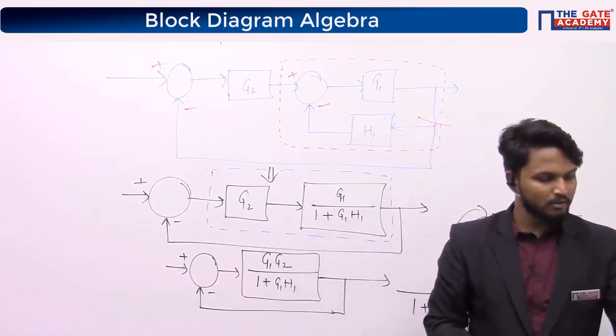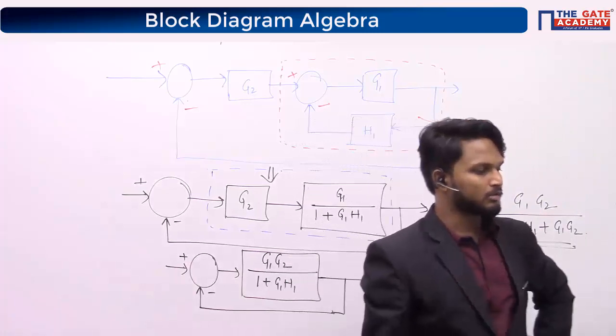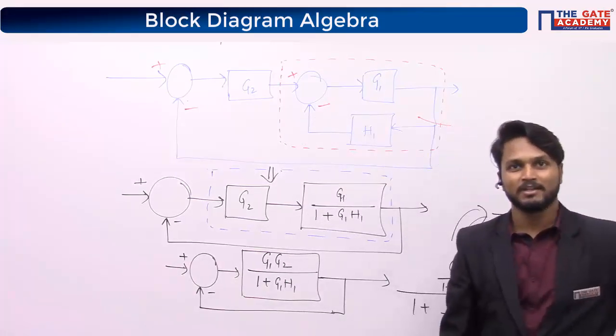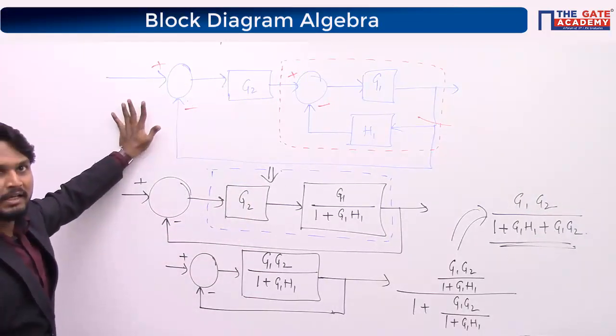Therefore, which option is your right answer? The right answer is the last option. Sorry, it is B only. It is B only. Sorry. So, is this clear to everyone? Is it clear or not?